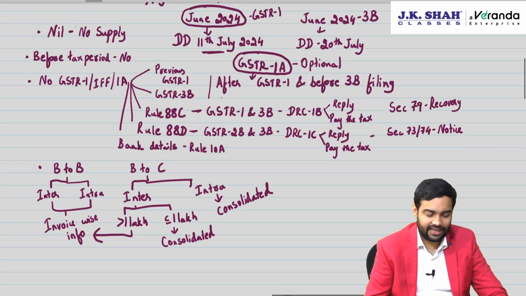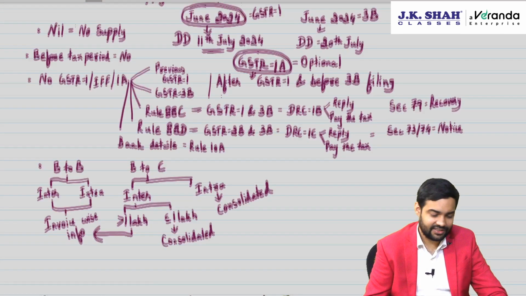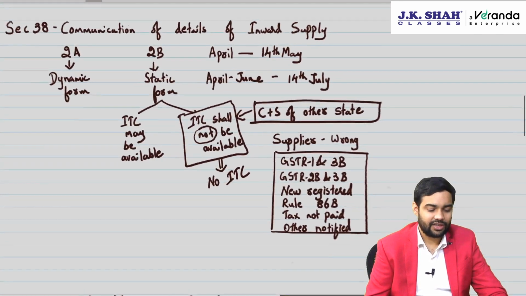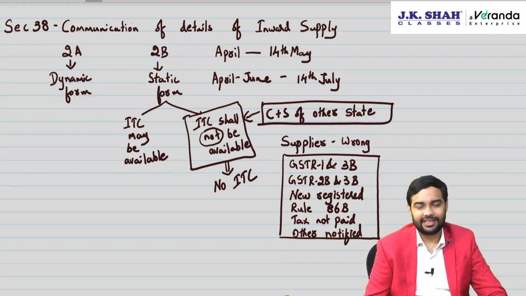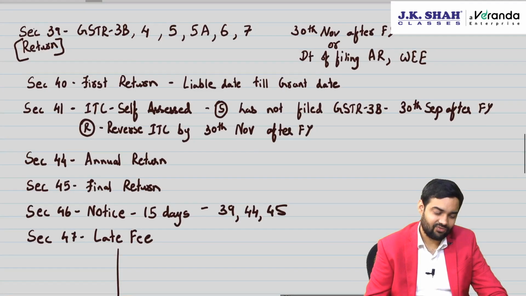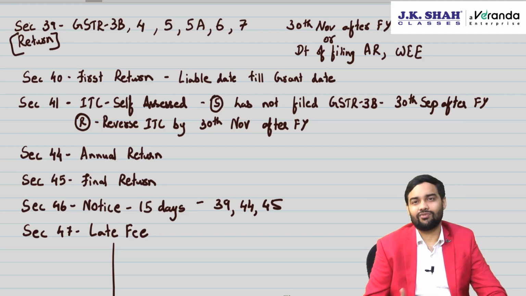Then up to 1 lakh supplies interstate, consolidate. More than 1 lakh, separate reporting needs to be done. Section 38 2B, basically it gets communicated to you and you will have to then take ITC of what is available to you. 39 deals with various returns. 40 first return. 41 ITC is self-assessed, but if your supplier has not filed the return for a tax period, that is 3B, then by 30th September after the financial year, if he has still not filed, then you have to reverse the ITC by 30th November because it is deemed that he has not paid the tax.